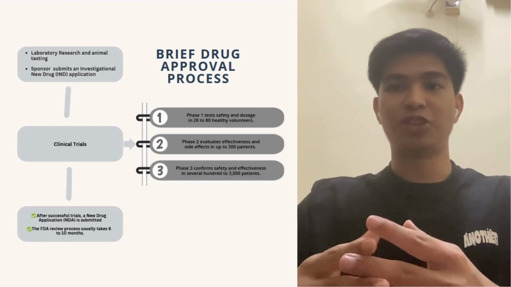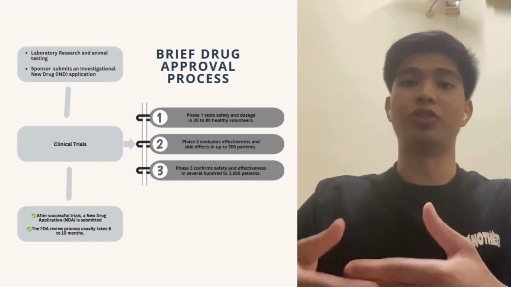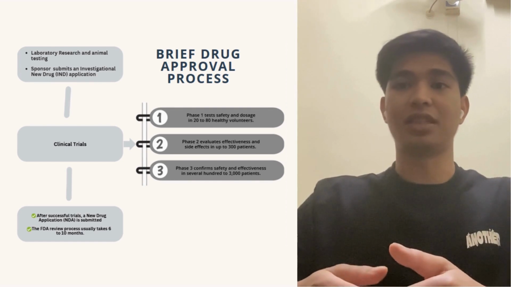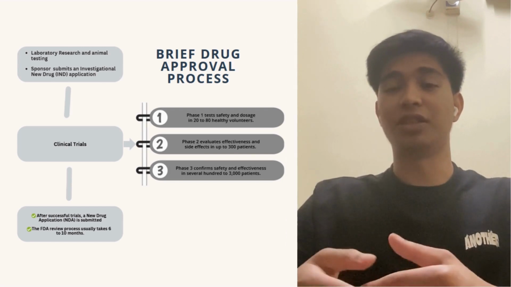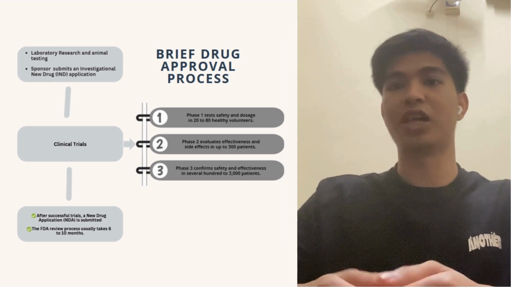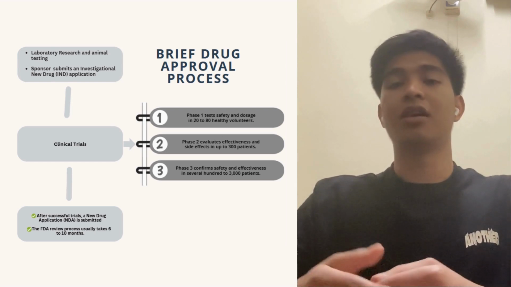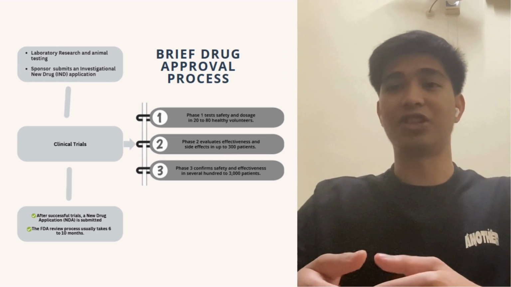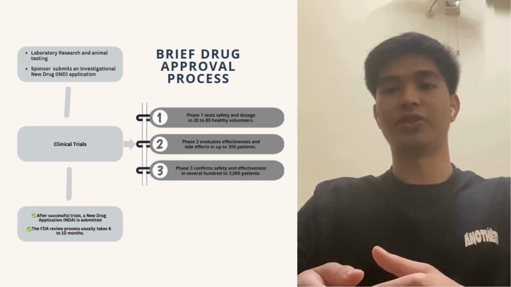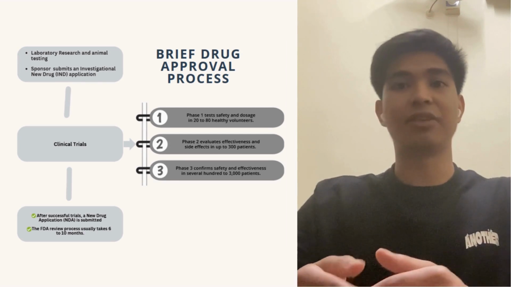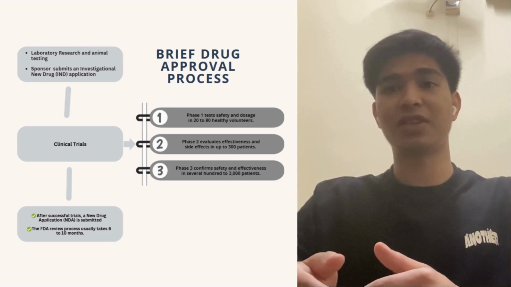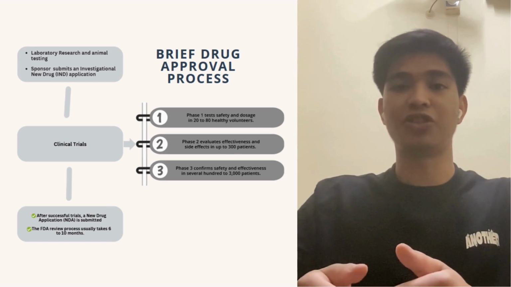The United States Food and Drug Administration, or FDA, uses a strict process to evaluate drugs before they are approved for public use. It begins with laboratory research and preclinical testing on animals to assess basic safety and biological effects. If results are promising, the sponsor submits an investigational new drug application to the FDA before starting human testing. Clinical trials are then carried out in 3 phases. Phase 1 focuses on safety and dosage in a small group of healthy volunteers. Phase 2 evaluates effectiveness and side effects in patients with the disease. And Phase 3 involves a larger population to confirm effectiveness, compare with existing treatments, and further monitor safety.